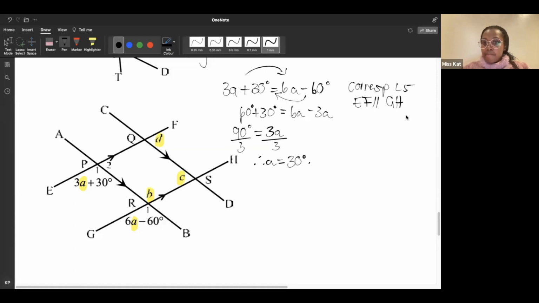Okay. Mikhail said, can you also do it the negative way? Yes. Because you're going to end up with a negative divided by a negative. And when you divide two negatives, you're going to get a positive.